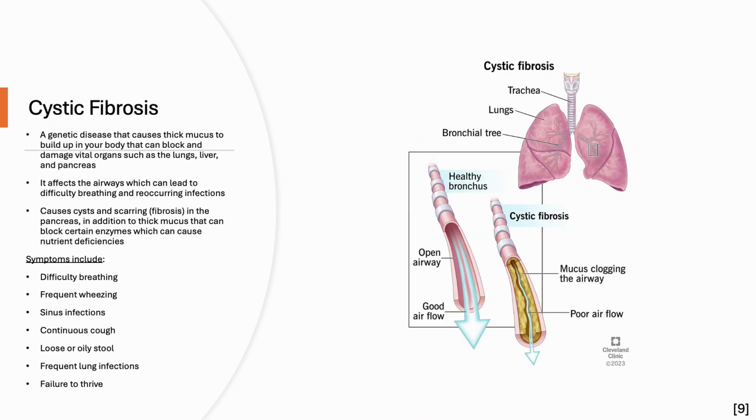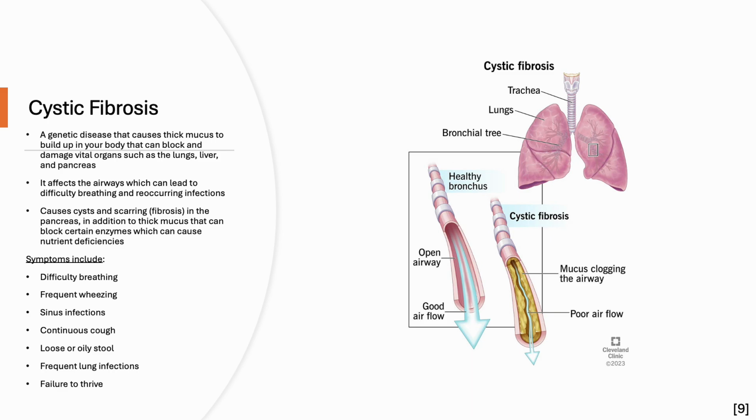And then next we have cystic fibrosis, which is basically a genetic disease that causes thick mucus to build up in your body that can block and damage vital organs such as the lungs, liver, and pancreas. It affects the airways, which can lead to difficulty breathing and reoccurring infections.